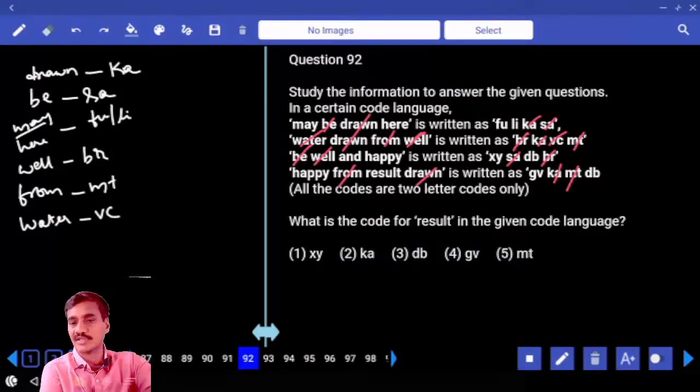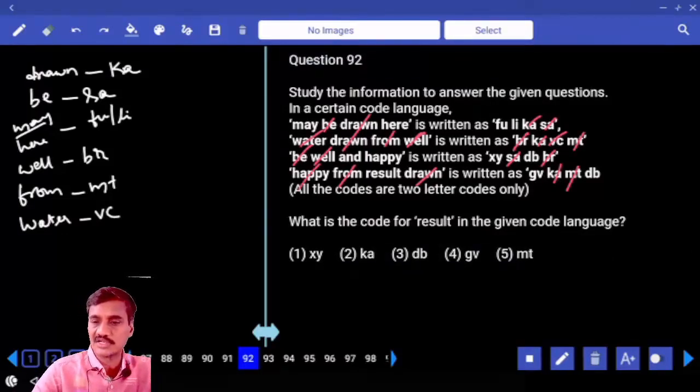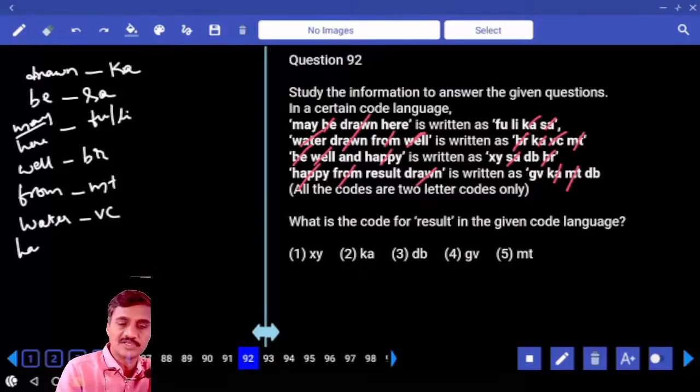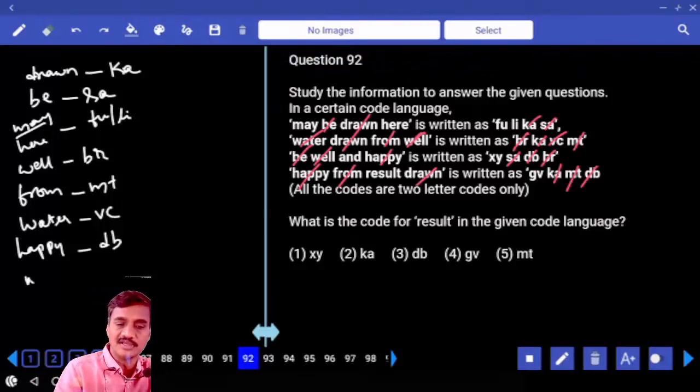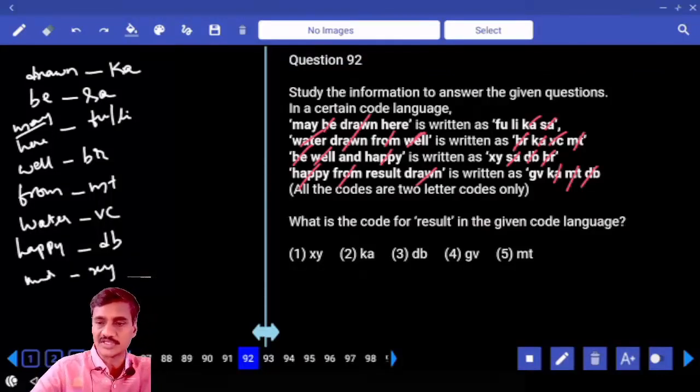And if you compare 3 and 4, what is the word that is common? "Happy" is the word that is common between these two, and the code that is common is DB. The code for "happy" is DB. And in the third one, what is left over here? "End", and the code that is left over is XY. The code for "end" is XY.